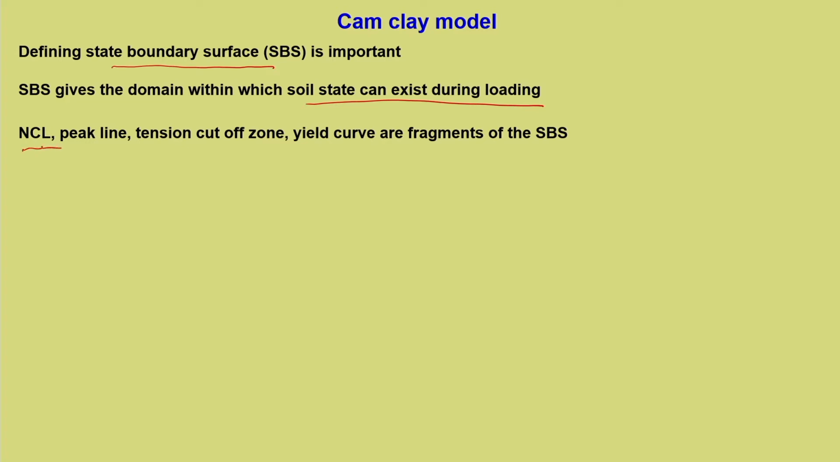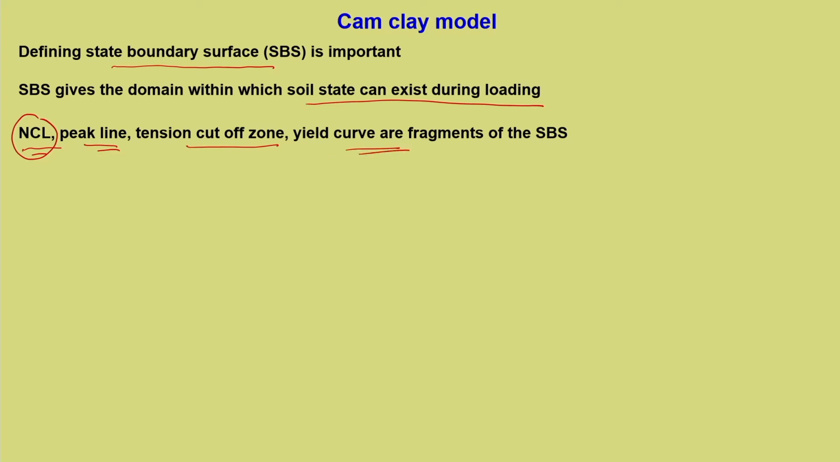The normally consolidated line, the peak line. We will see why this normally consolidated line becomes a kind of fragment of SBS, which we will see later. Peak line we have understood clearly. Tension cutoff zone, that also we have understood. We know that nothing is going to be there towards the left end. Of course, in the normally consolidated V versus P dash plot, we have already seen that it is the rightmost boundary. So, in that sense, that is also a state boundary surface.